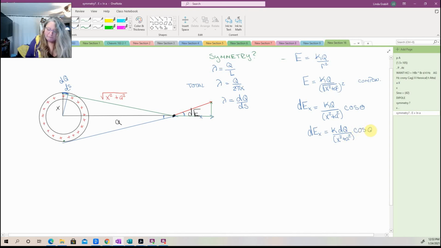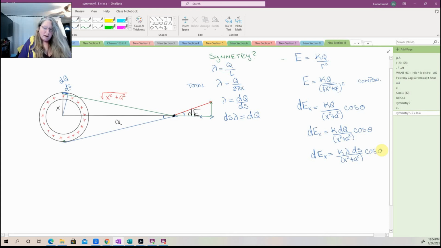All right. Now, instead of doing q's, because that's just kind of awkward, let's see if we can't rewrite this just like we did last time. So ds times lambda will equal my dq. It's a little easier to work with. We'll add that in there. We'll make a substitution for our dq. So I'll get dE in the x is going to equal k times lambda ds divided by x squared plus a squared cosine theta.